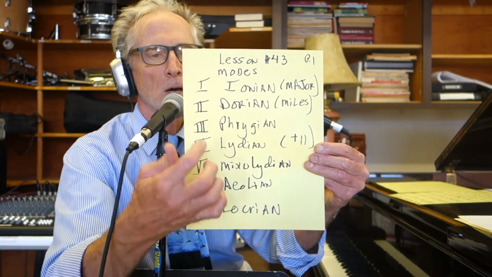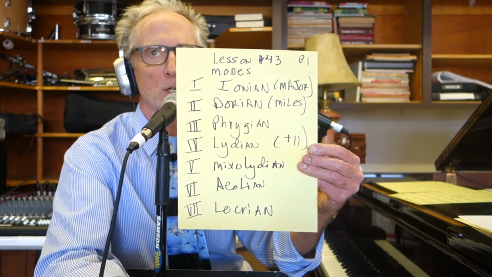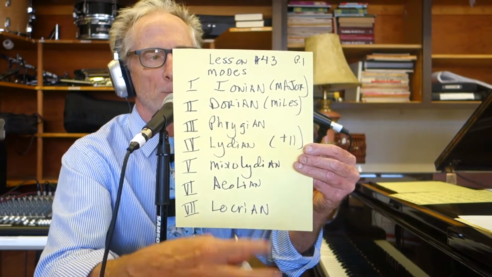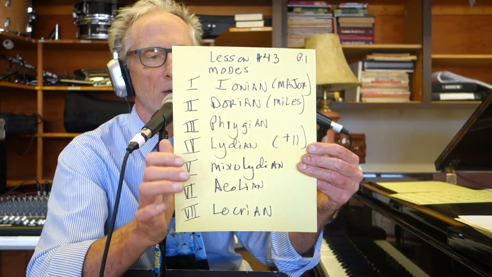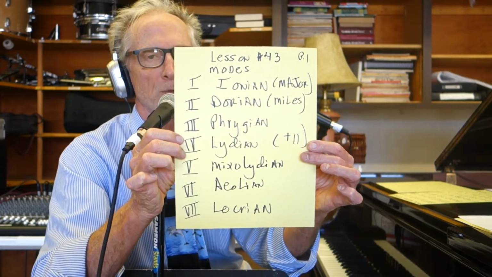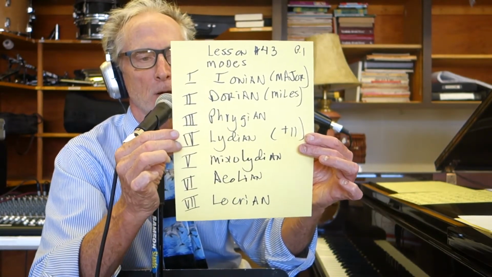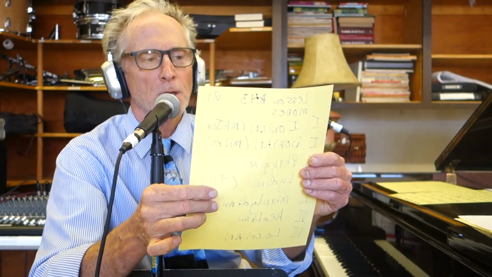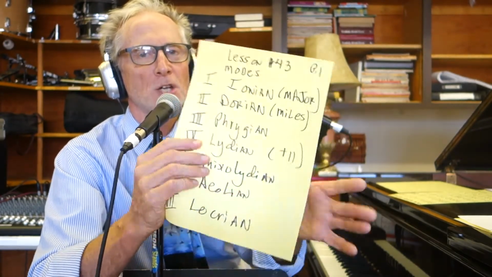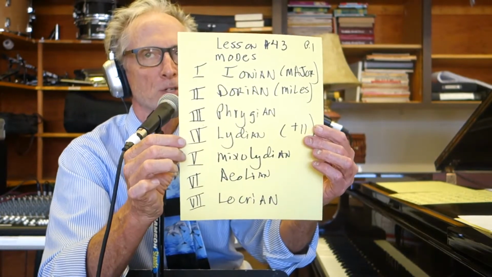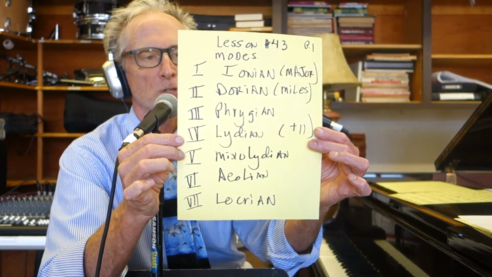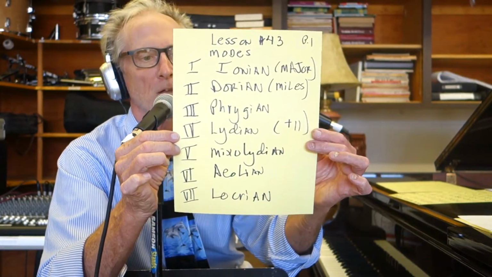Okay? Now, number two is Dorian. D-O-R-I-A-N. And I put Miles Davis. He's the pioneer of the improvisation using Dorian and all that stuff. Okay, number three, Phrygian. All right? How do you spell Phrygian? P-H-R-Y-G-I-A-N, Phrygian. I'm serious. I'm not kidding around. These are interesting names and interesting scales.